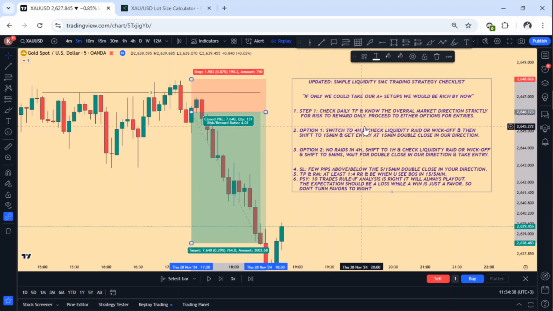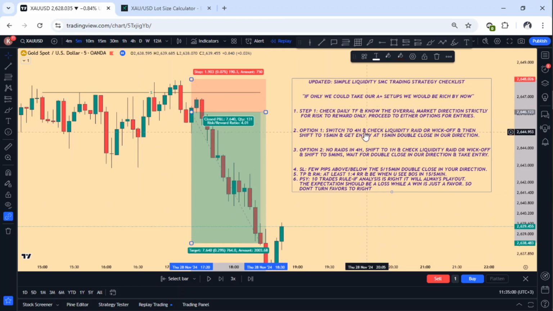You look for liquidity either in 1 hour raid or 4 hours raid. So option 1 is always for the 4 hours. You switch to 4 hours and check liquidity raid or week offs, and then shift to 15 minutes to get entries at 15 minutes double closure in our direction.